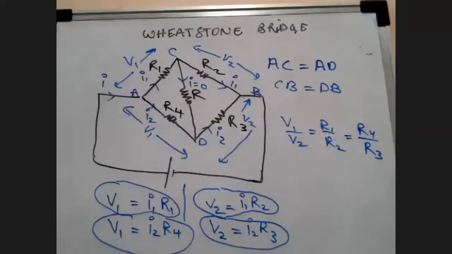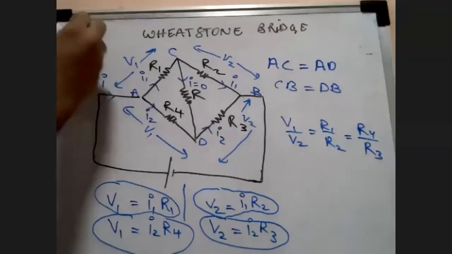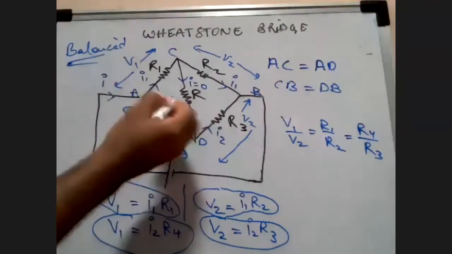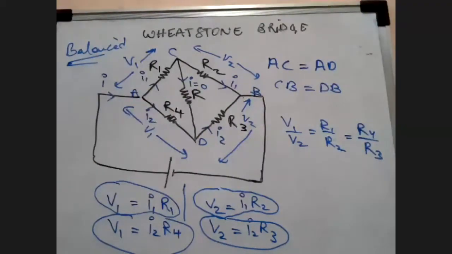It is R4 by R3. So now look at this. The Wheatstone is balanced. There's a concept called balancing. Why is it balanced? When you actually put a galvanometer over here to check the current, it is 0.